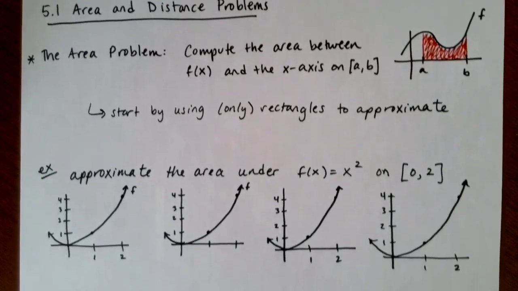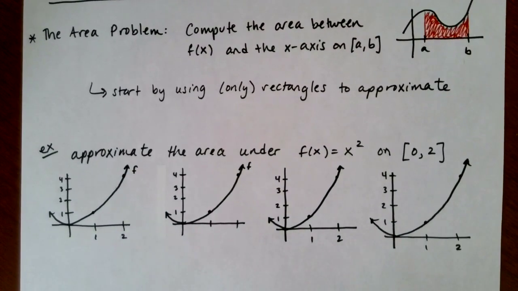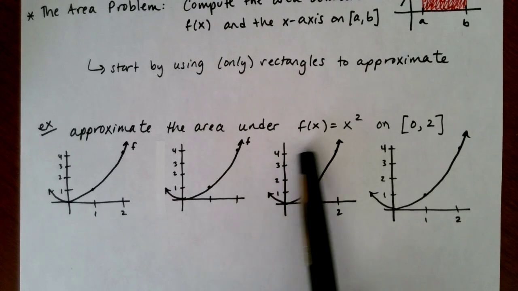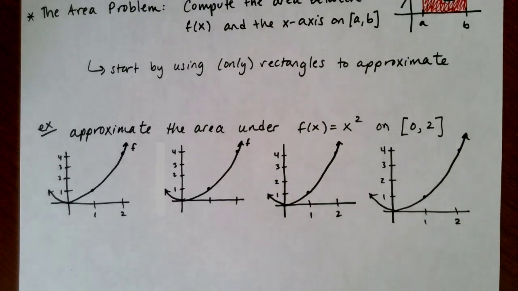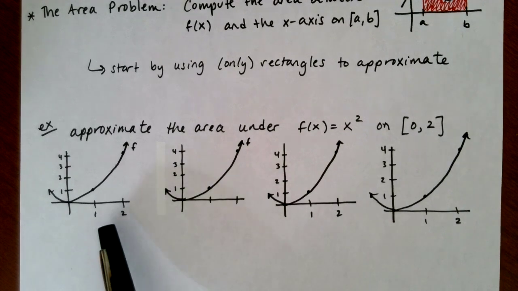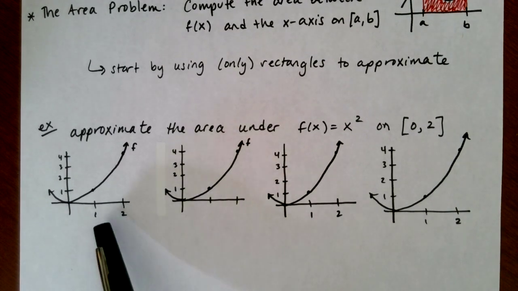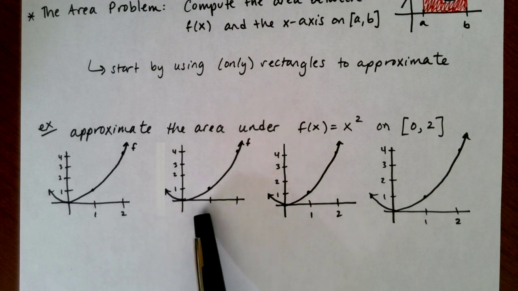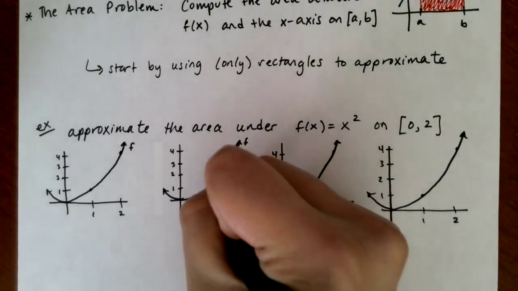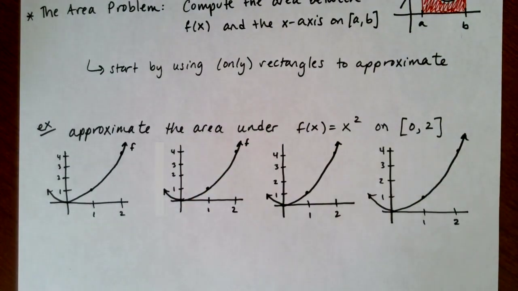The example I'm going to talk about in this video is approximating the area under x squared on the interval 0 to 2. So you can see I have a rough homespun sketch of the graph of x squared on the interval 0 to 2. Oops, let me label this x-axis, on the interval 0 to 2.